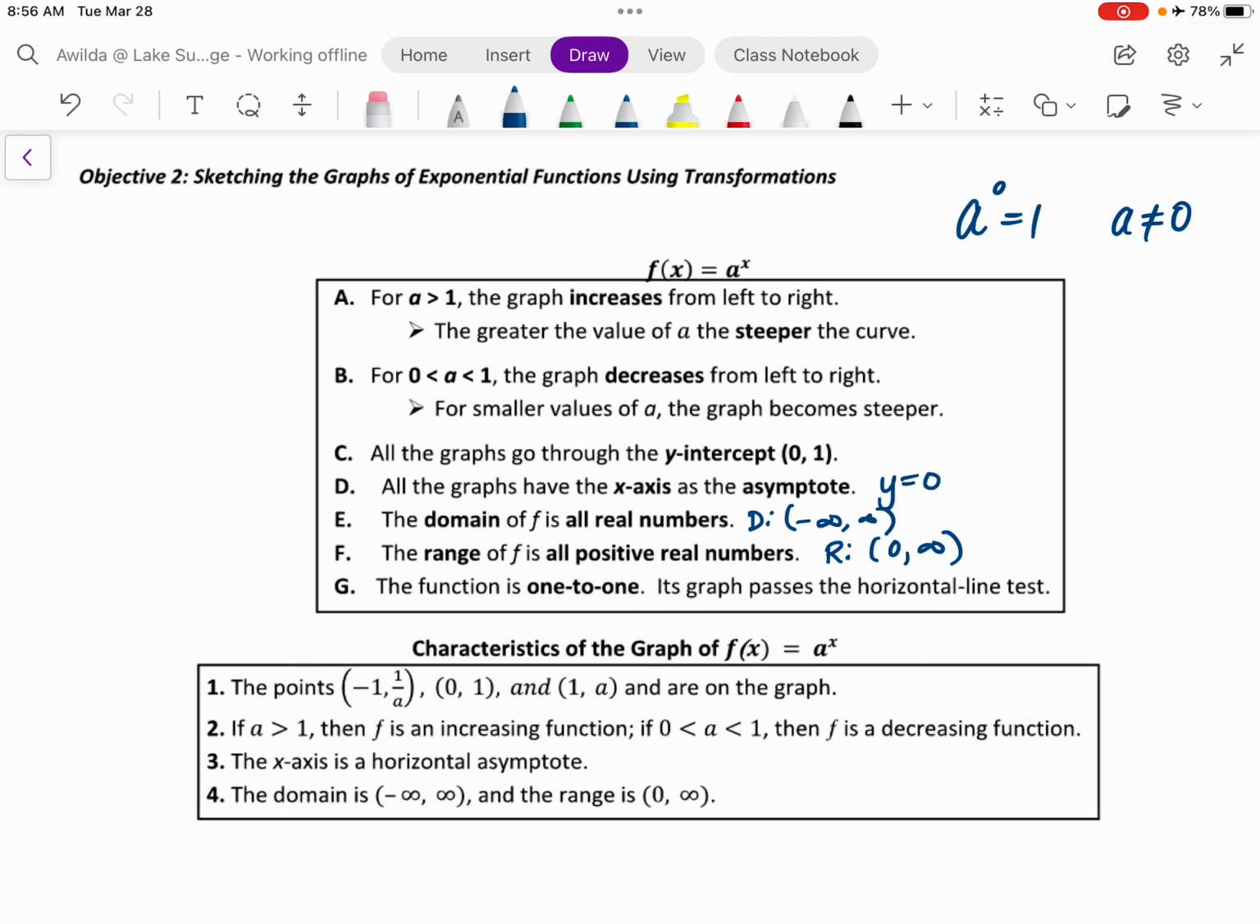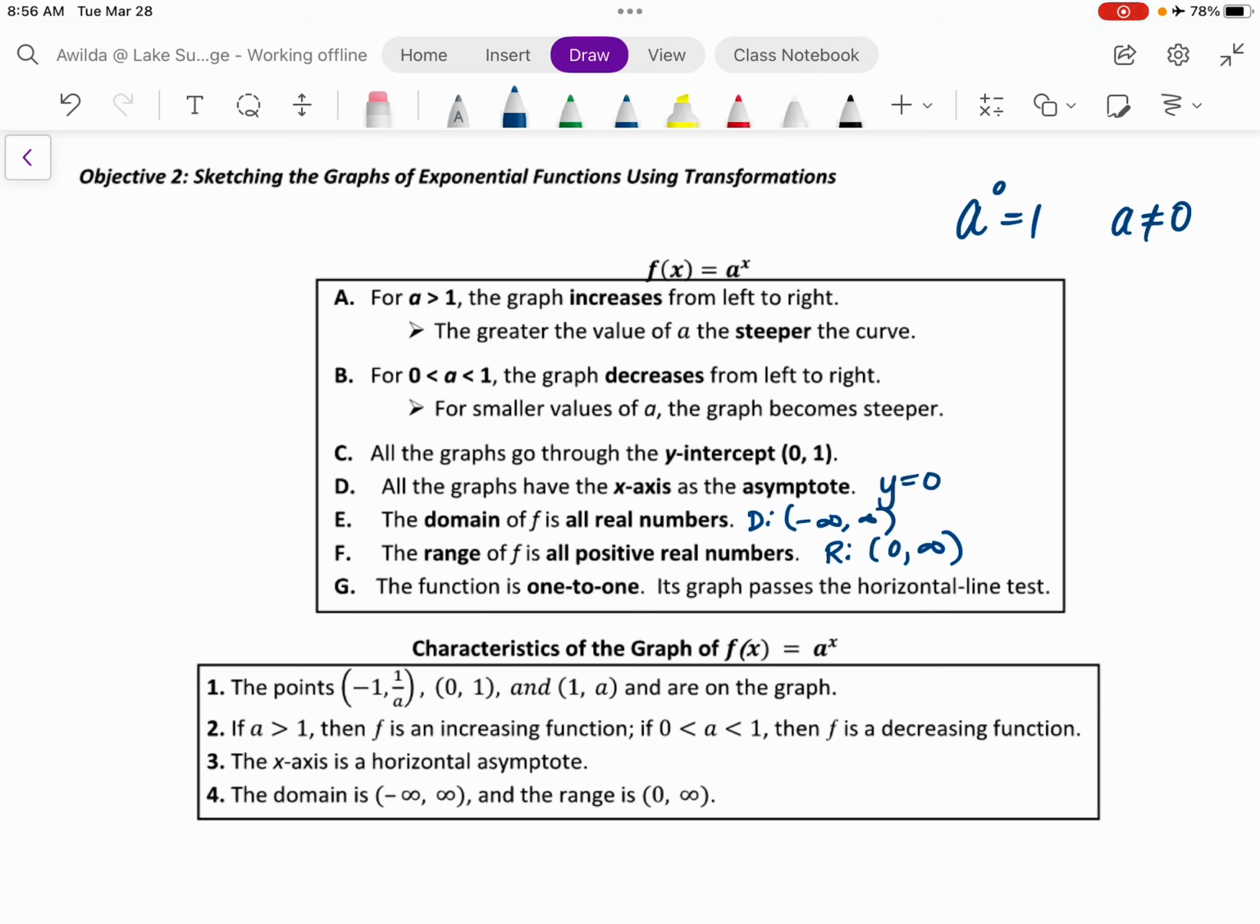All exponential functions are one-to-one, meaning that they pass the vertical line test to be considered a function, but they also pass the horizontal line test to be considered one-to-one. This is important because that means that exponential functions do have inverses, which we'll discuss later in this module.